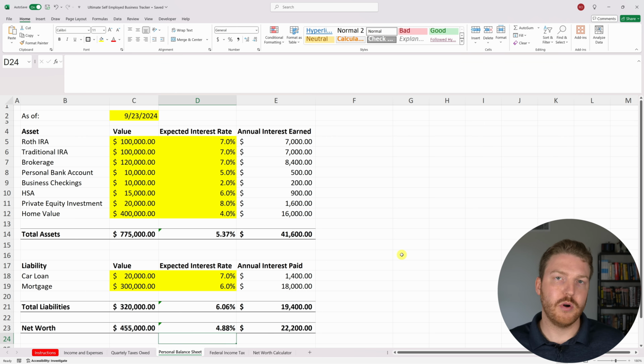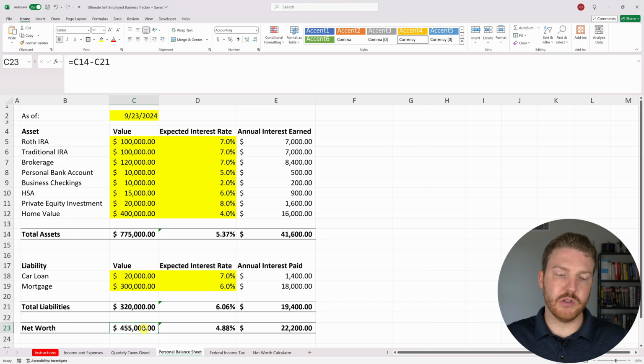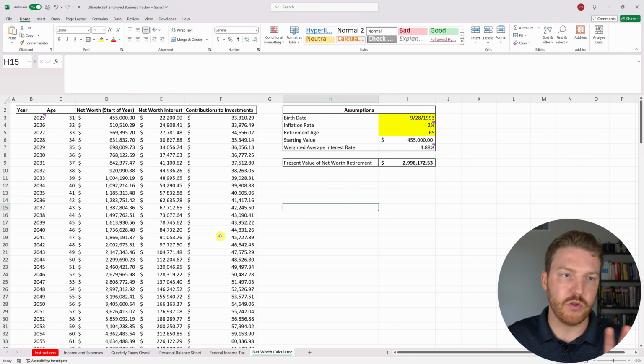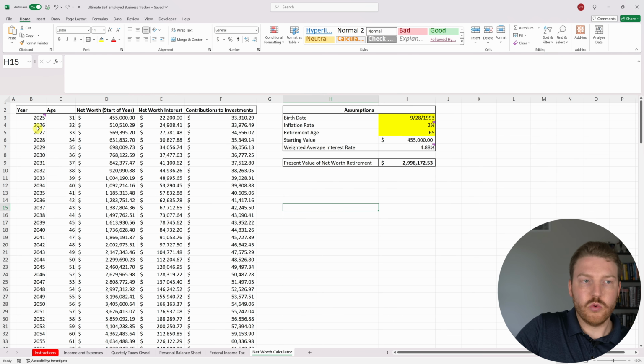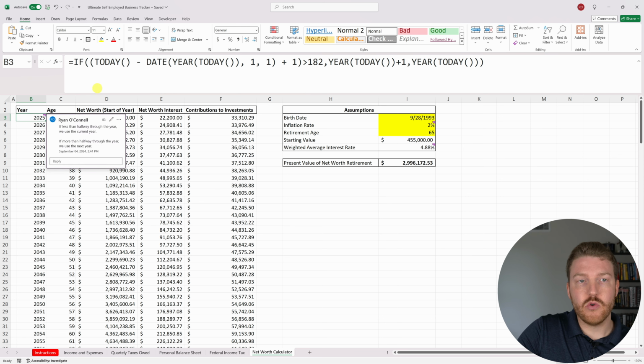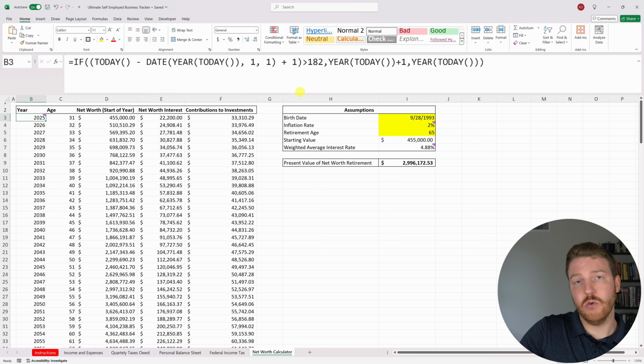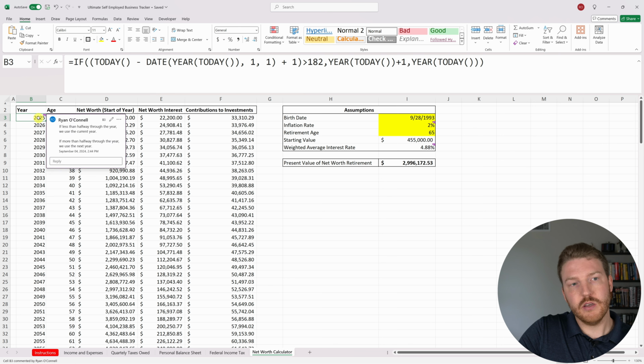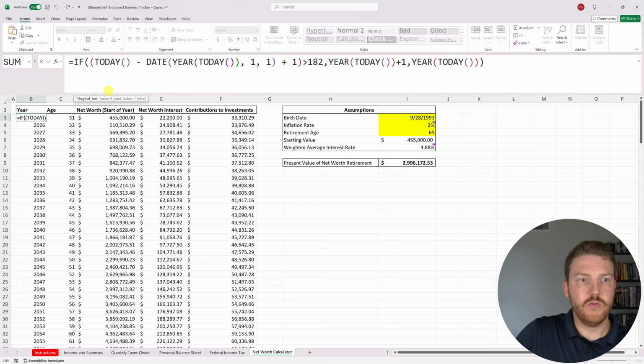And now that we have our whole personal balance sheet, we can go calculate our net worth over the course of our working life and figure out how much we're going to have when we retire. Now we know our net worth approximately, and we also know how much we're expecting to save each month. So we can go to this sheet now, net worth calculator, and we'll go to the year column over here, and you can follow this formula exactly if you're following along at home. Basically, the logic is if we're less than halfway through the year, we use the current year. If we're more than halfway through the year, we'll use the next year. And that's what this formula does, so make sure you follow that.